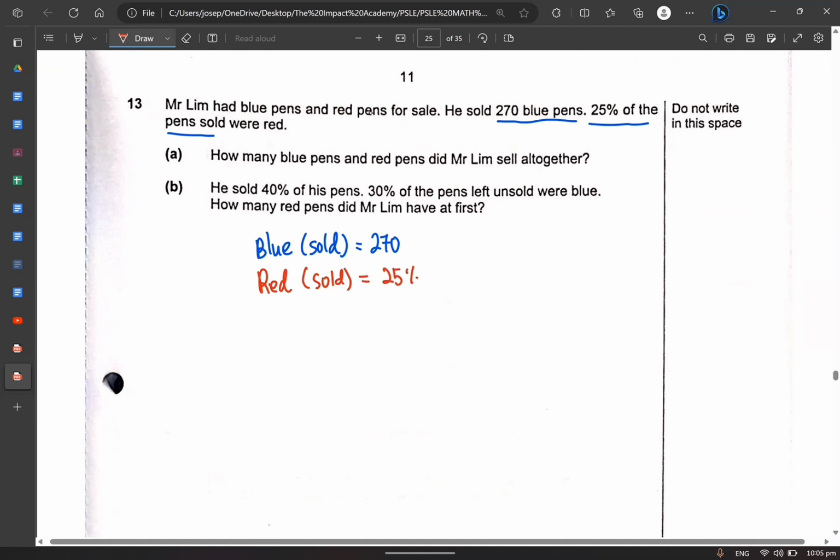Now, if red sold is 25%, isn't it true to say that blue sold would then be 75%? Because blue sold is my hidden information. So you as a student, you always need to ask yourself, especially in math, right?